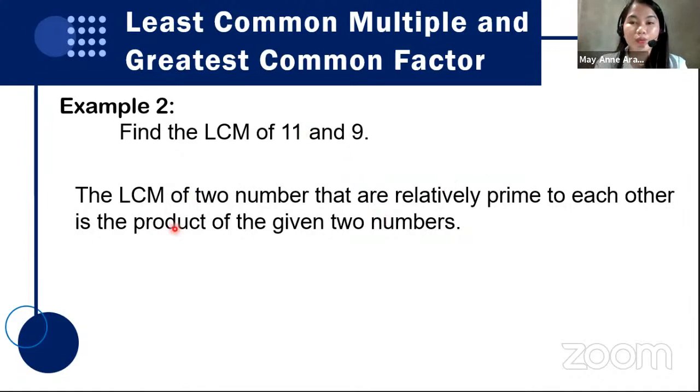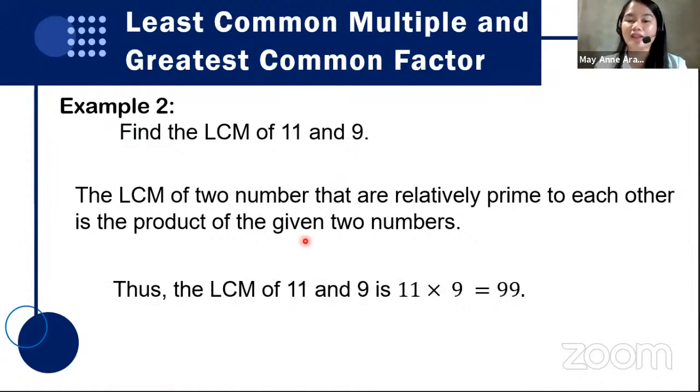Okay? So what do you need to do to get the LCM? So, all you have to do is to get the product. Wala. Ito, pinakamadali siyang isolve, no? So, just get the product of the two given numbers. So, 11 times 9 is 99. That will be the multiple of the two numbers that are relatively prime to each other. So, basta they are relatively prime, just multiply the two numbers to get the LCM.